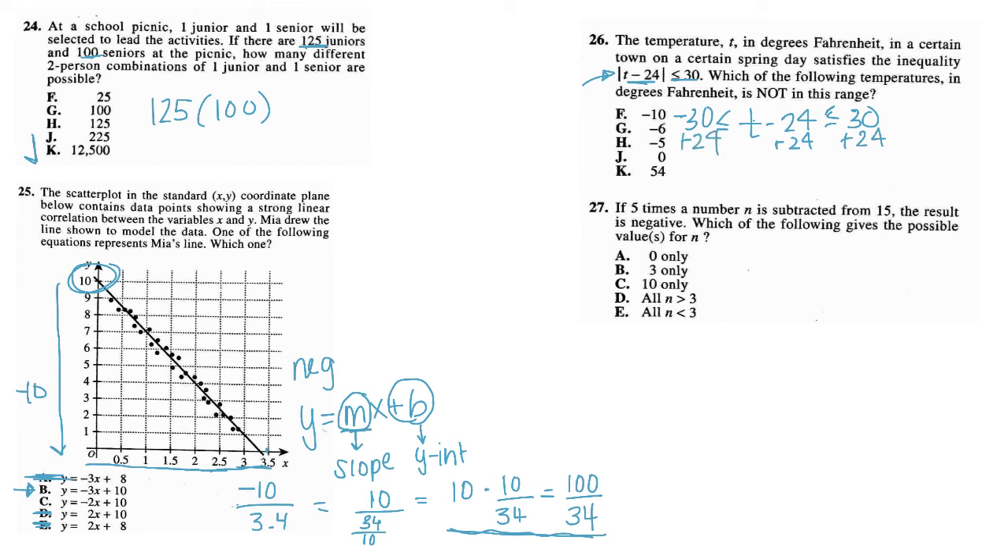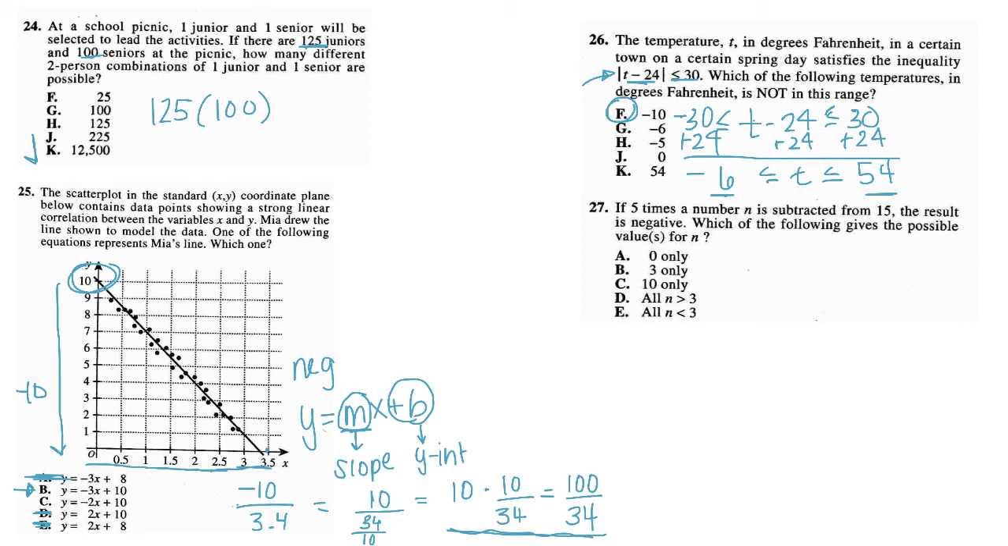And if we add 24 to both sides, notice that we end up here. If I add 24 over here, I get negative 6 is less than or equal to t, which is less than or equal to 54. So notice the smallest number I can get is negative 6, and the biggest number I can get is 54. And so the correct answer here, negative 10 is smaller than negative 6, so F. That's one way to do it.